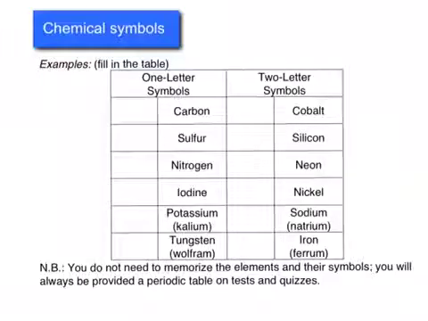When scientists first started with chemical symbols, they didn't realize how many chemicals there were going to be, and so they first started with just one-letter symbols. So carbon is one example, and the symbol for carbon, if you look at the periodic table, is just a C. The symbol for sulfur would just be S, and you can find these on the periodic table as well. The symbol for nitrogen is an N, and it's important to note that all of these symbols are capital letters. The symbol for iodine is an I.